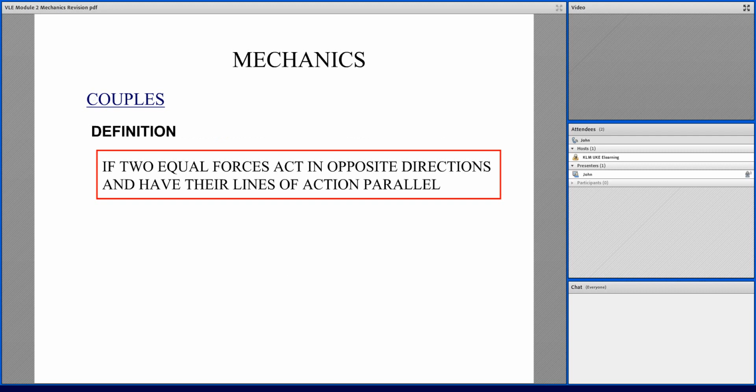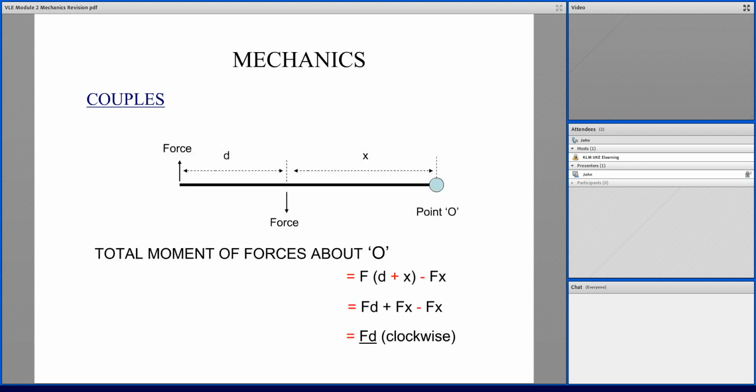Just going on then, a quick mention of the fact that if we have two equal forces but they act in opposite directions and have their lines of action parallel to each other, then you have what is known as a couple. Okay, now what does this mean? I've just got a diagram here on the slide.